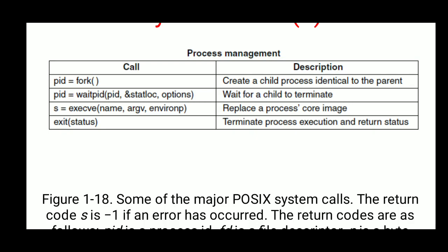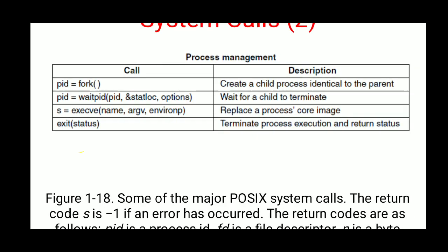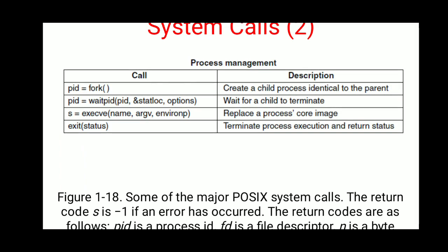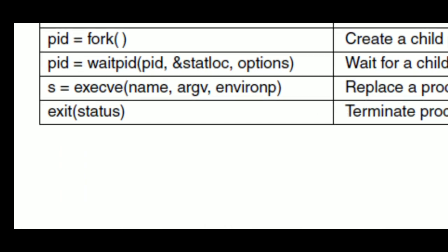Next, s = execve(name, argv, envp), to replace a process core image. When you want to replace a particular process core image, you have to use the function execve. Then exit, to terminate the whole process. When you want to remove the whole process from execution, you use exit and its status, such as open, close, or working, which we have to write in the status.